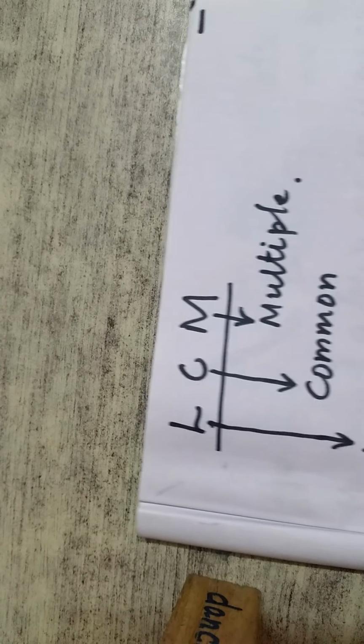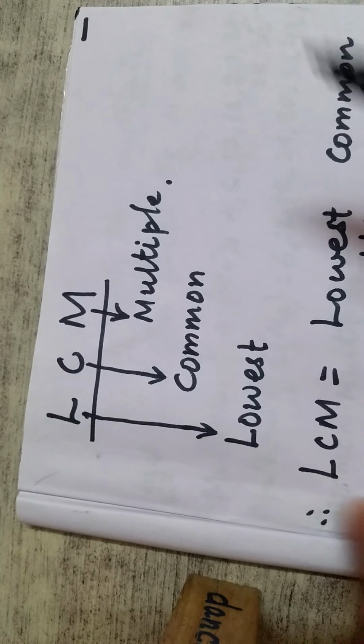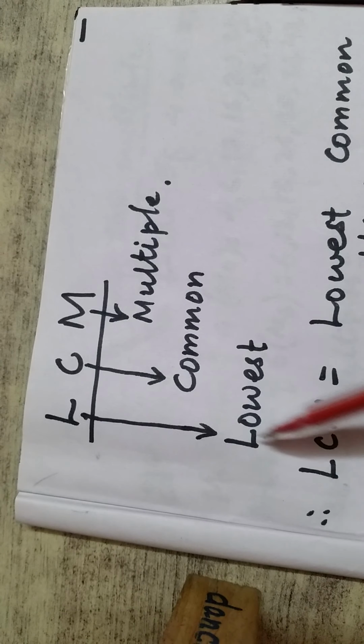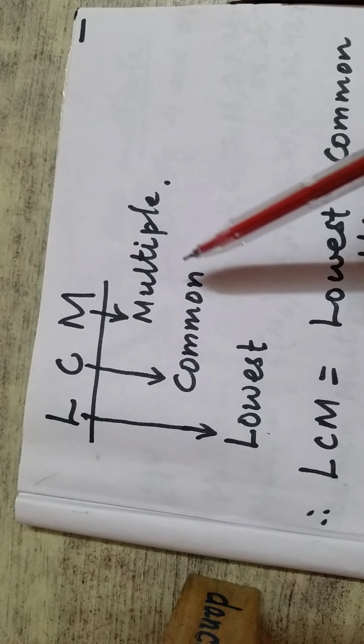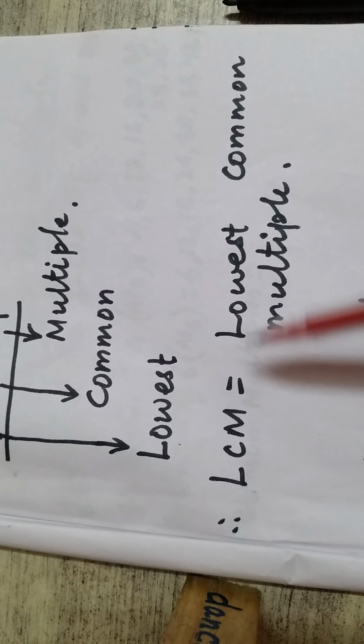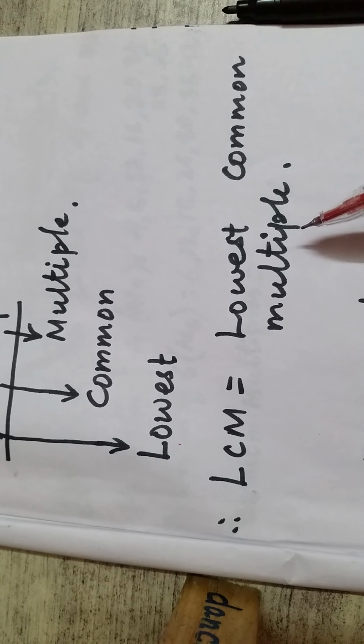Okay, LCM. L for lowest, C for common, M for multiple. Okay, so LCM means lowest common multiple.